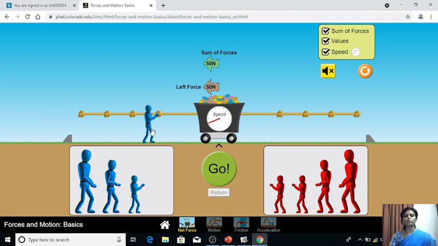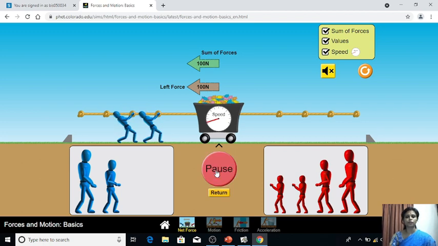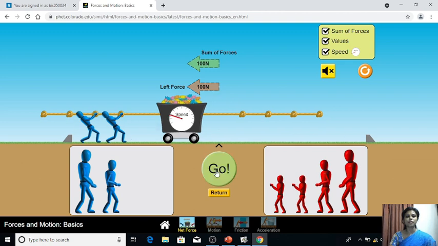Now for example, let me just put one person here, who is ready to pull the cart with the help of the rope attached here, right? Now if I add another person here, the force has now become double, because both of them can apply the same amount of force. So a total of 100 N force is applied on the cart, right? Now if I press this go button, see, the cart has started moving towards the left hand side. They are pulling towards the left hand side.